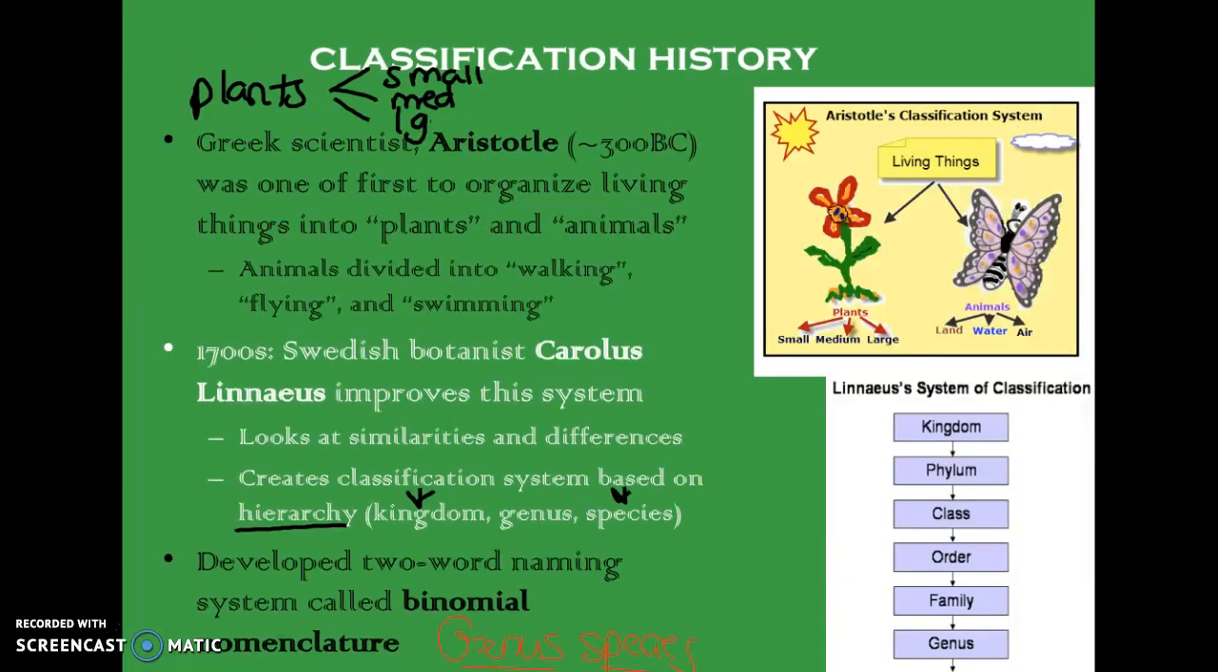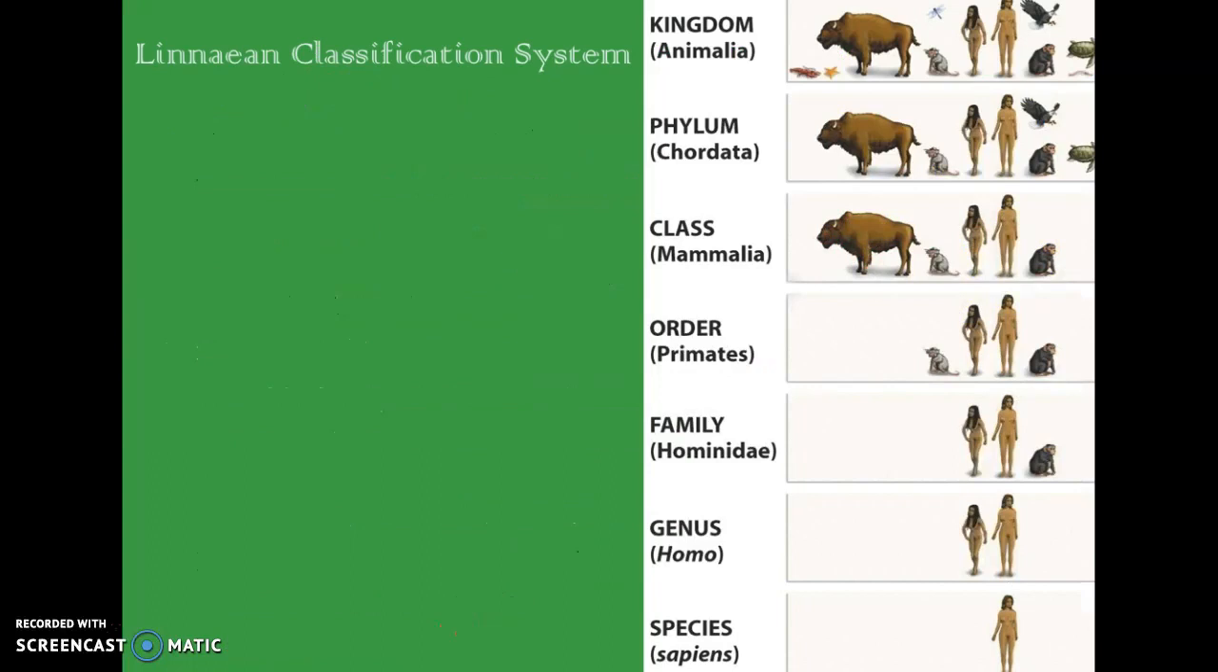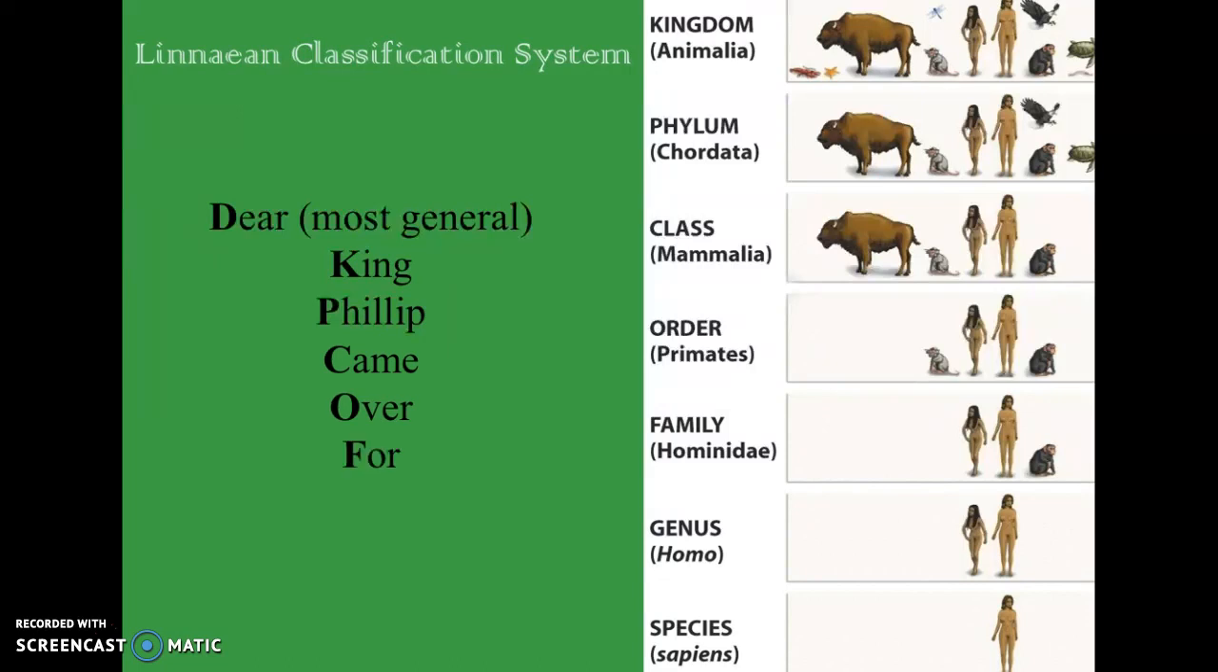Oh, sorry. Next slide. Okay, so Linnaeus's classification system gets broken down like this. D, K, P, C, O, F, G, S. Dear King Philip came over for good soup. You can change that sentence to whatever you want, as long as you know what it stands for.